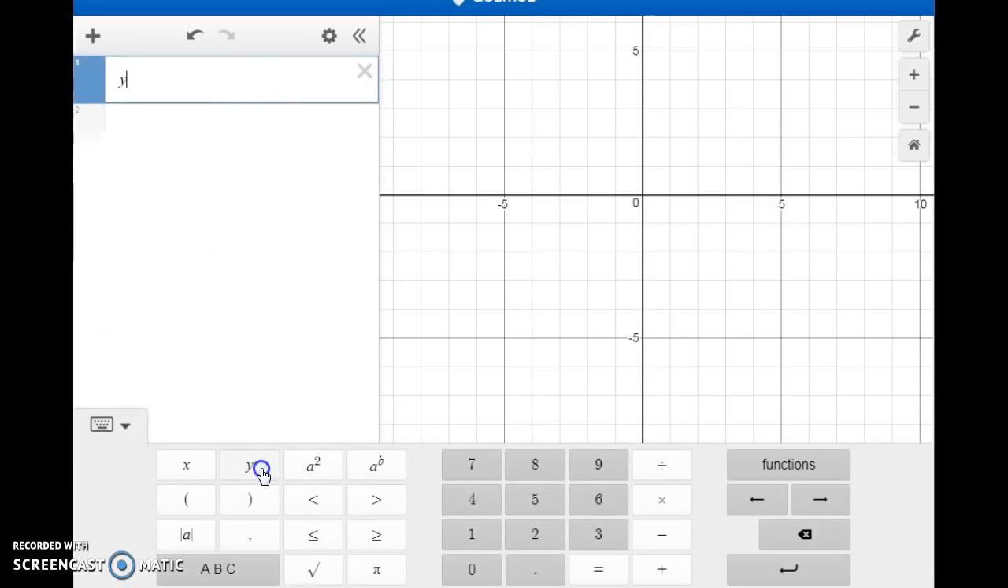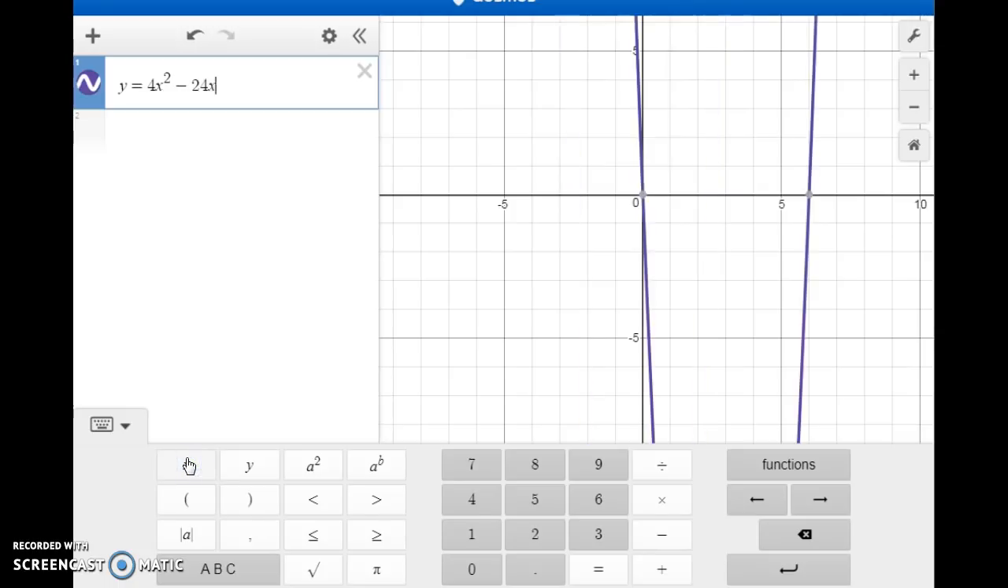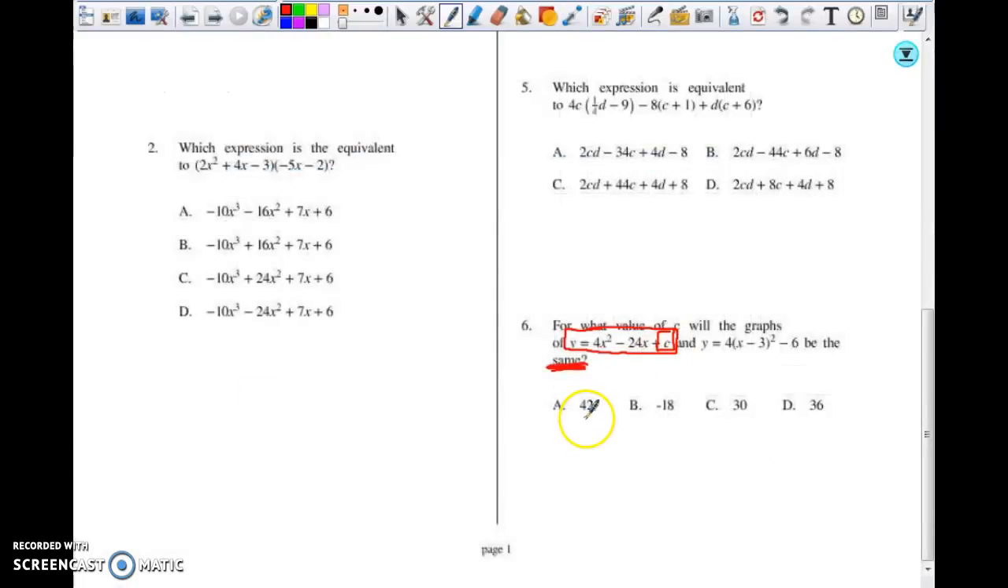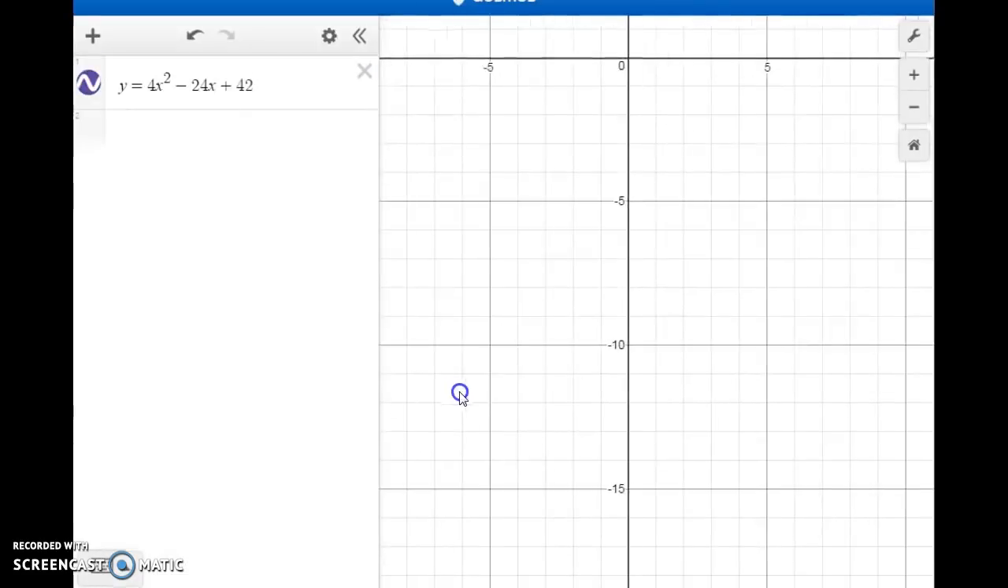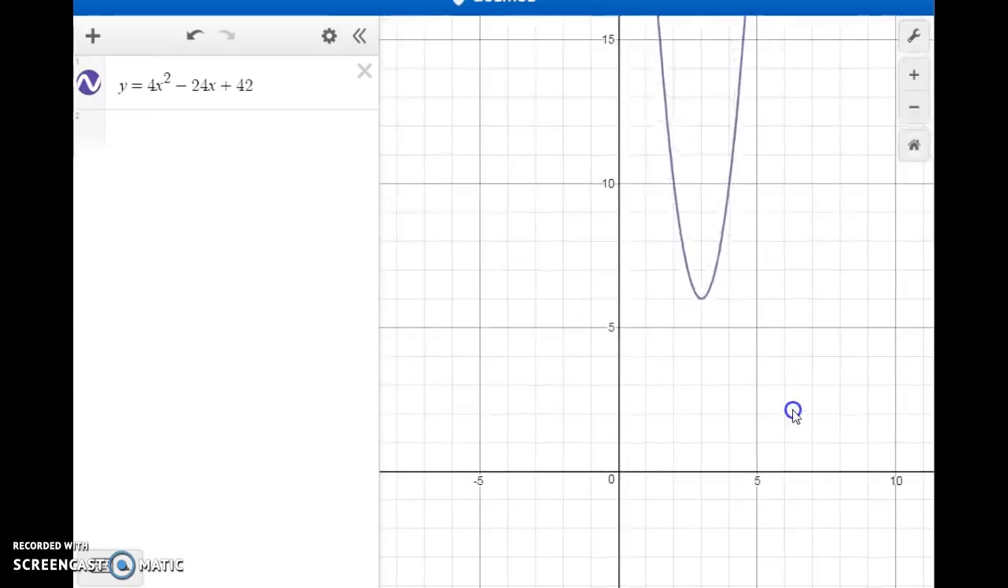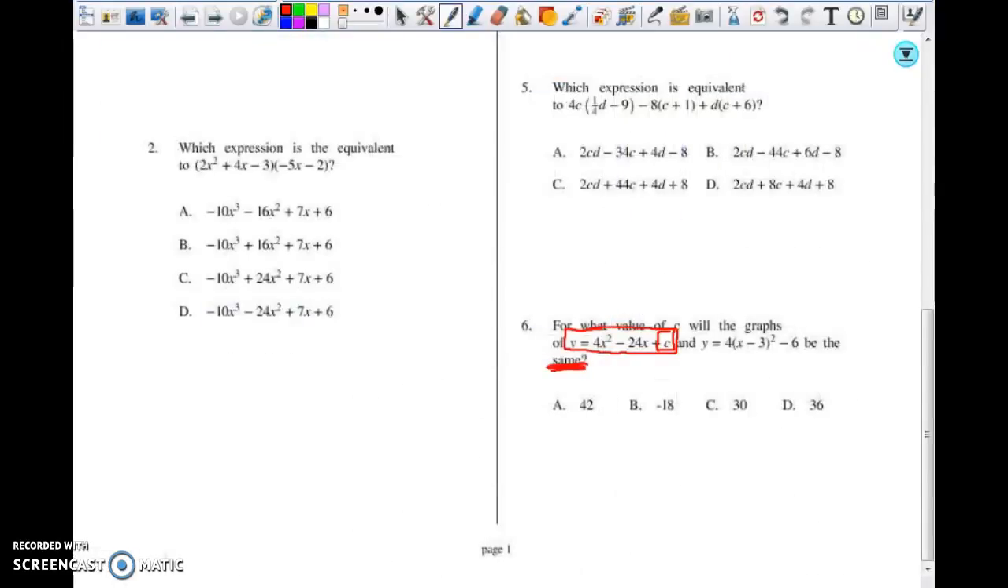Okay, we're going to put y equals 4x squared minus 24x plus, and instead of putting the c there, we're going to substitute a what? A 42. Okay, boom. Not boom. I had to zoom out, right, notice. I do get a graph, so it gives me something. And I want to know when will it be the same as this. So I'm going to put this one in.